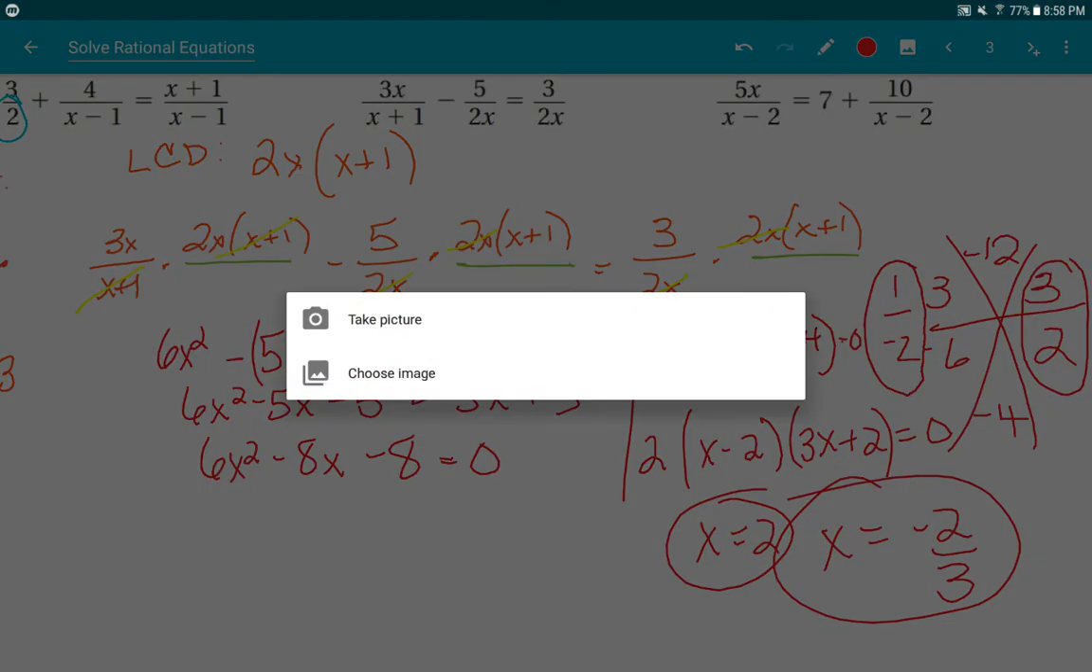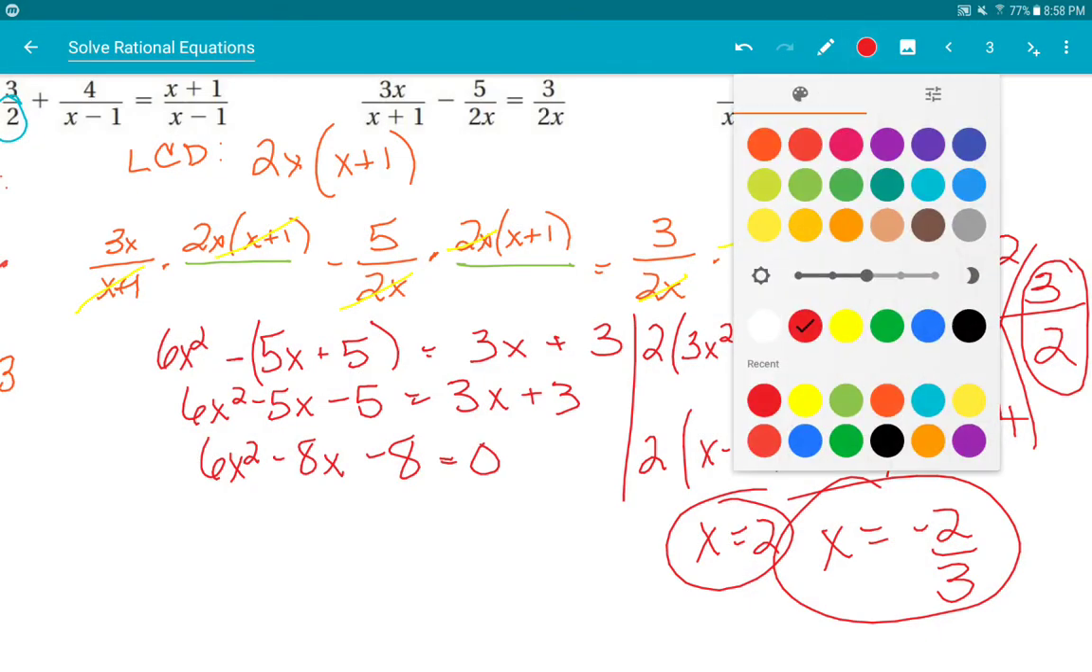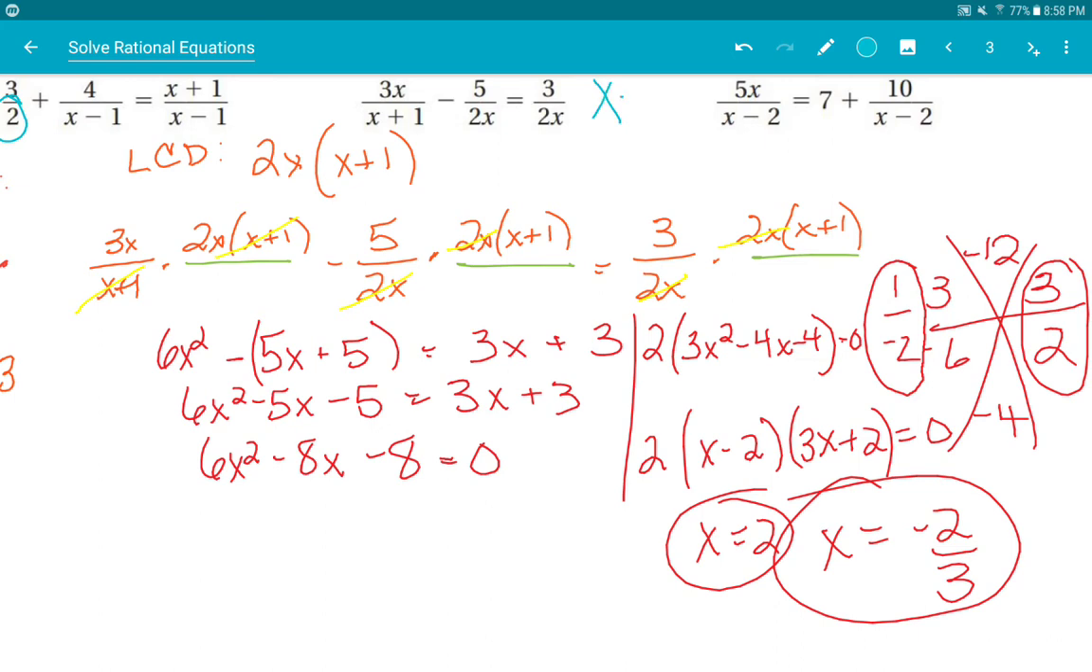Again, come back up here, check our restrictions, make sure we are okay. X cannot equal negative 1 for the first one. For the second one, x cannot equal 0. Same thing with the last one. So as long as it's not those 2 numbers, we are okay. So that checks out and that checks out. So those are the 2 solutions for this one.